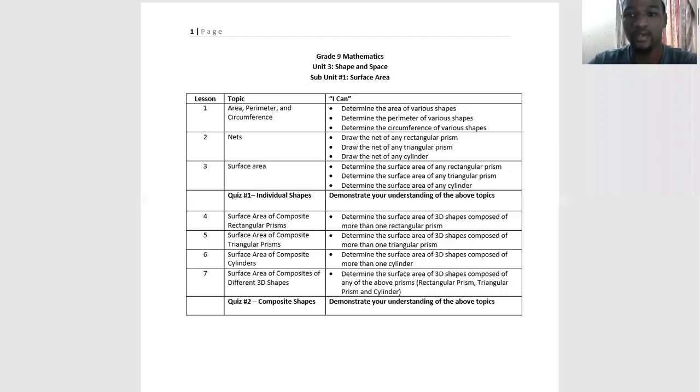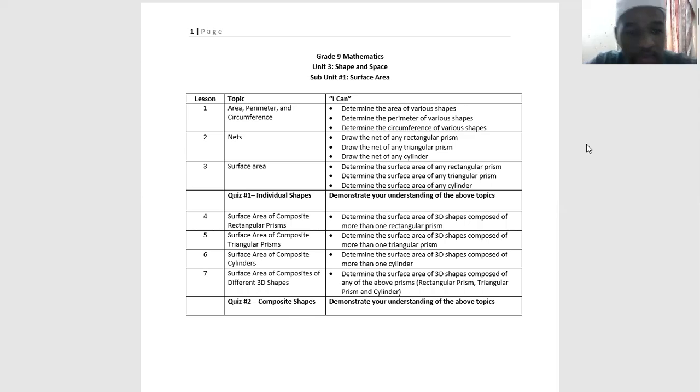Today, as I said, for grade 9 we'll be doing space and shapes. Forgive me for the busy background. So without wasting time, let's go straight to my screen here and deal with the business of the day. As I said, we'll be doing space and shapes, guys.